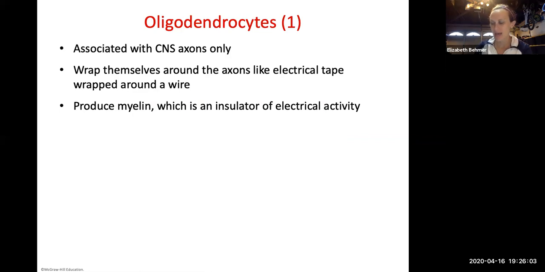So number 10, what glial cell myelinates and insulates axons within the central nervous system? That is oligodendrocytes. And again, oligodendrocytes are only a part of your brain and spinal cord. The peripheral nervous system has its own type of glial cell that produces myelin.